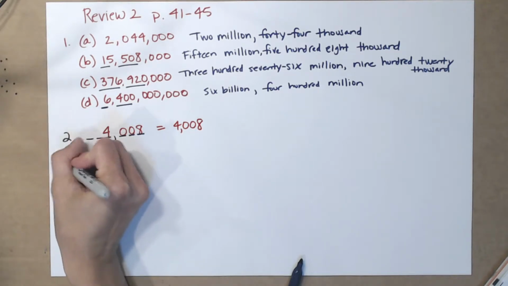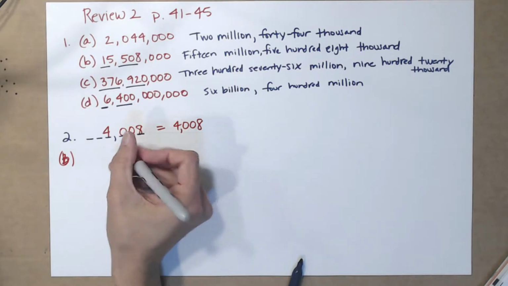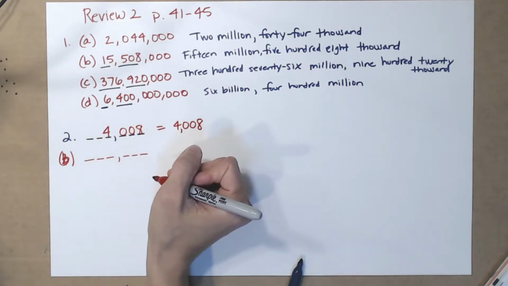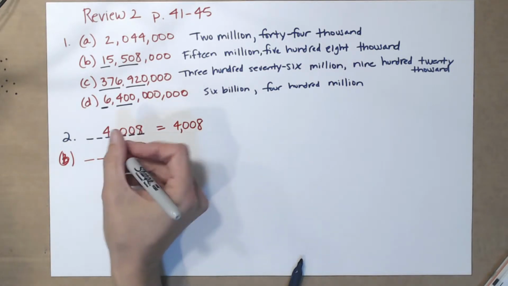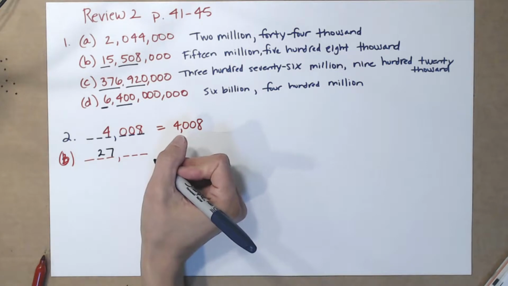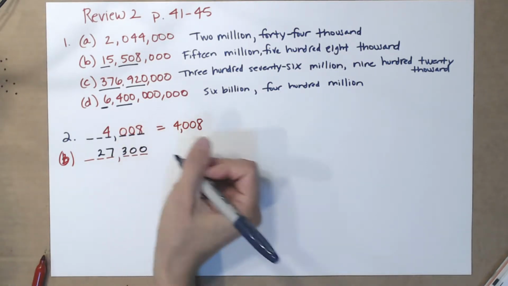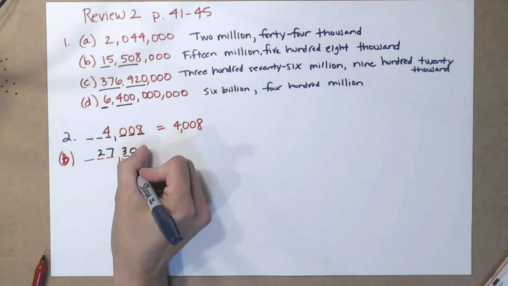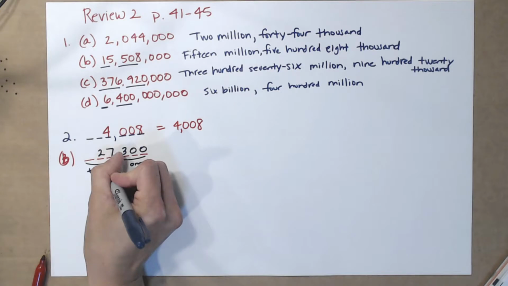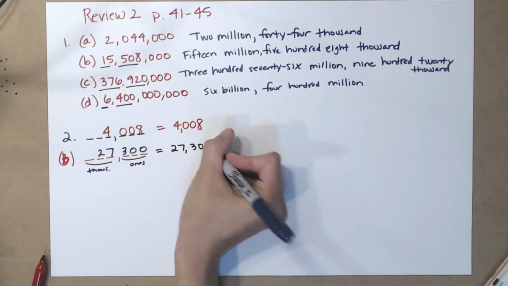Letter B. We have 27,300. So again, we're going to need thousands and then our ones. 27,000. So in our thousands, we have 27. And then we have 300 for our ones family. Remember, this is ones, thousands. So we write it like that, 27,300.